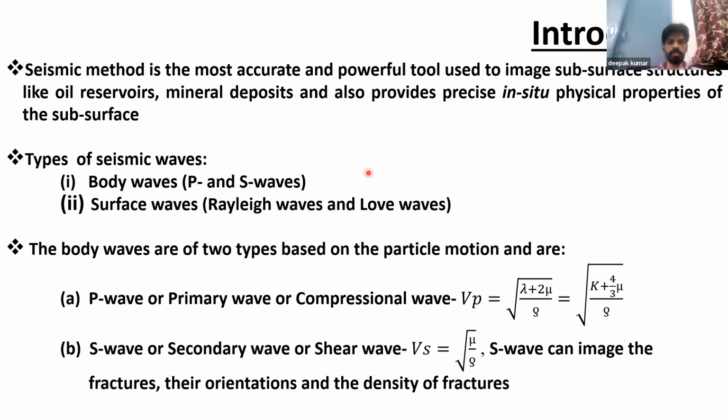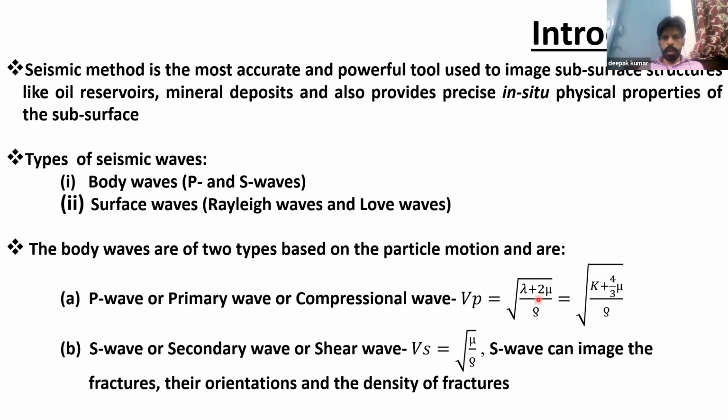And as we know, P waves are also called compressional waves and primary waves, and they are the first to reach the receiver. The P wave velocity is given by the square root of (lambda plus 2 mu) over rho. Here rho is density, lambda is Lamé's constant, mu is the shear modulus, and k is compressibility. This is the formula for calculating P wave velocity, and this is the formula for calculating S wave velocity, that is, the square root of mu by rho.